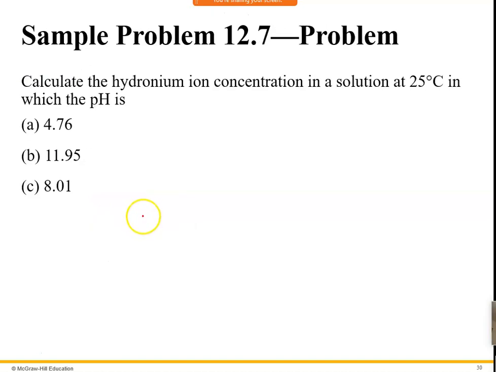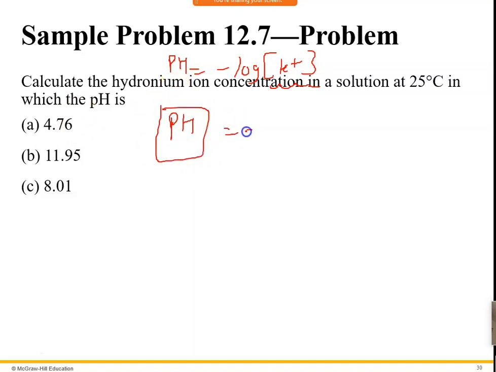Okay. Now, this is the opposite. In the previous problems, we were finding the pH, and we were given the H plus concentration. In this case, we are given the pH. This is what we're given, and we're trying to find the H plus concentration. This is what we're trying to find.